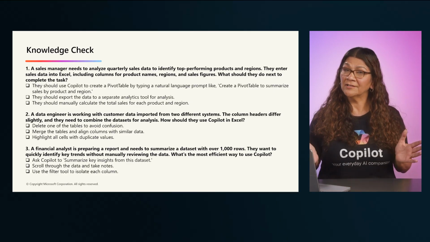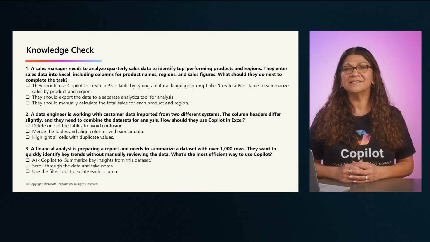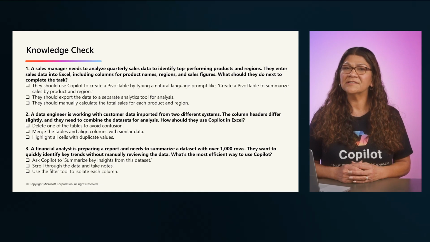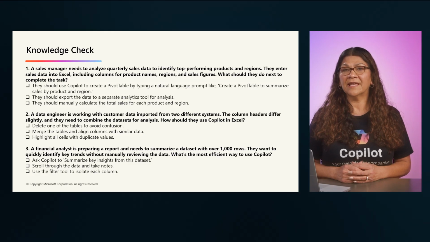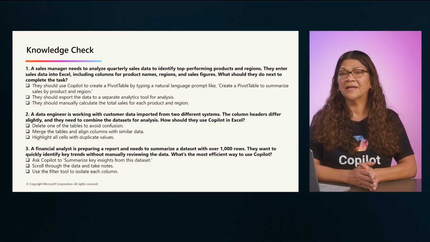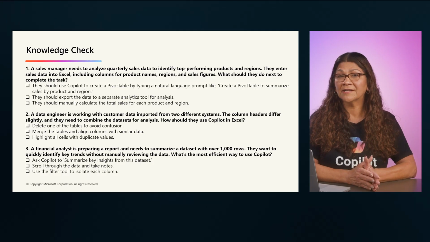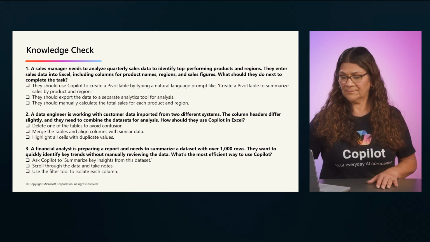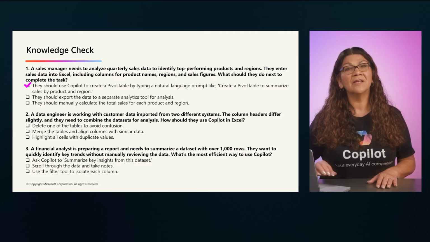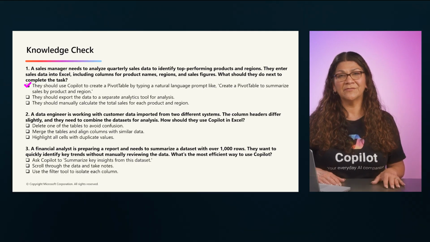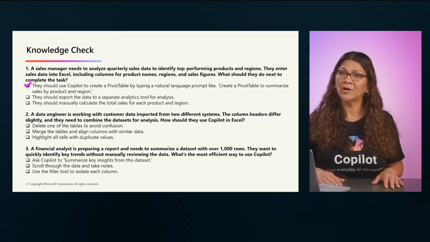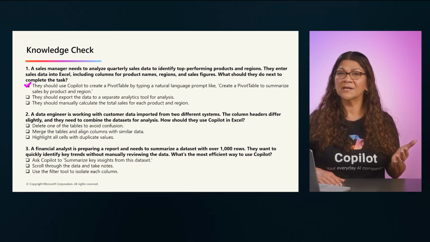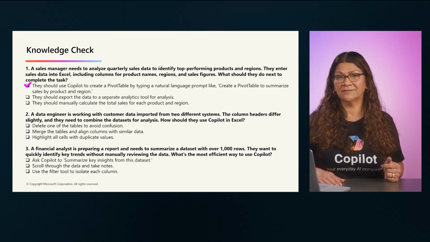Now it's time for our knowledge check. Question 1. A sales manager needs to analyze quarterly sales data to identify top-performing products and regions. They enter sales data into Excel, including columns for product names, regions, and sales figures. What should they do to complete the task? Answer: they should use Copilot to create a pivot table by typing a natural language prompt like, "Create a pivot table to summarize sales by product and region."